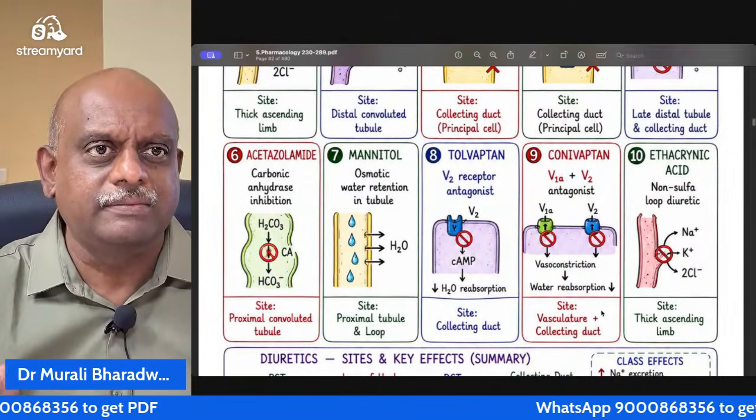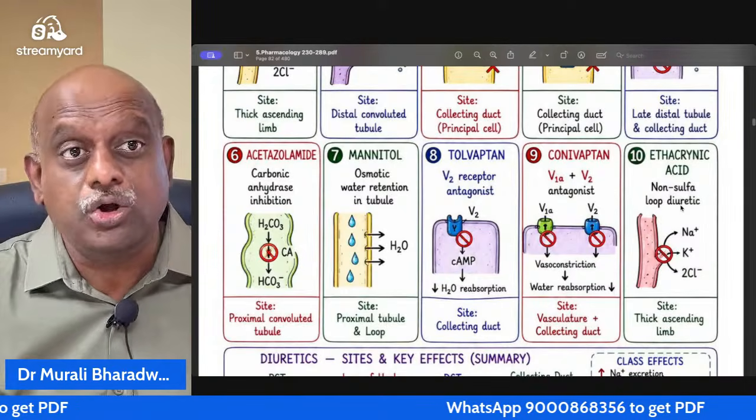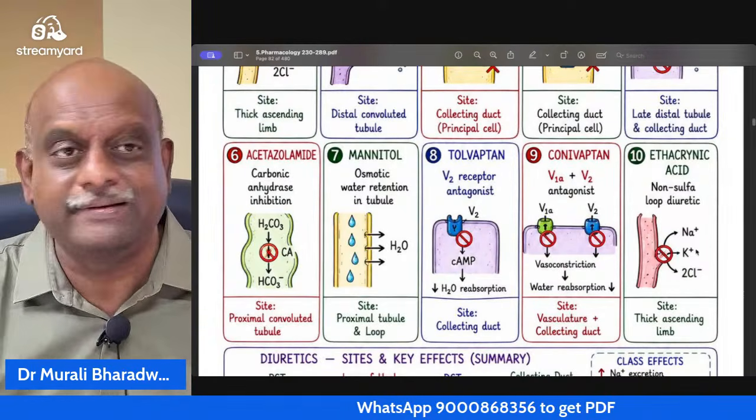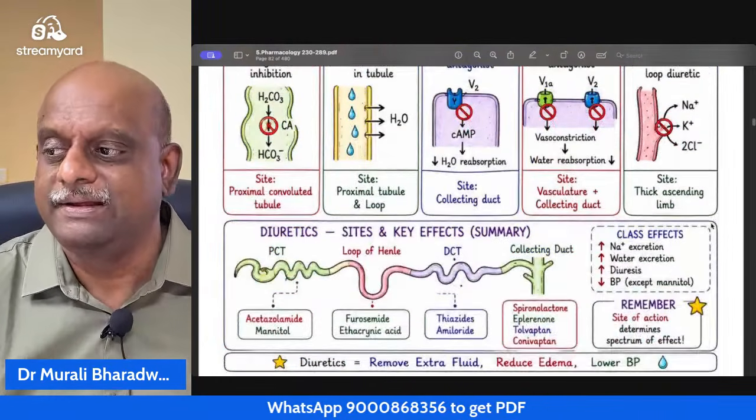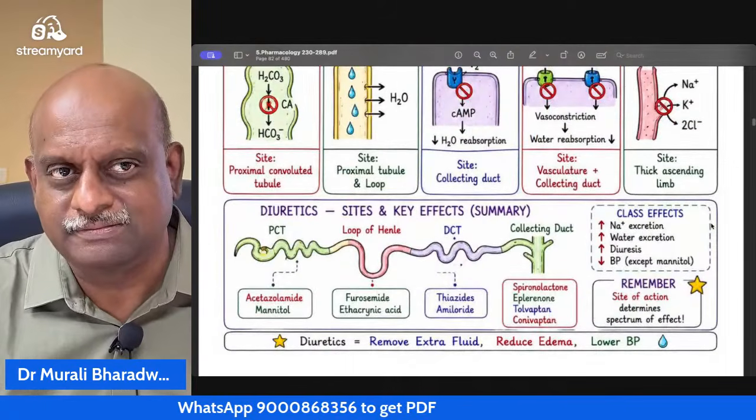Ethacrynic acid, what is the specialty? It is a non-sulfa loop diuretic. That's the specialty. Every drug has a special feature.